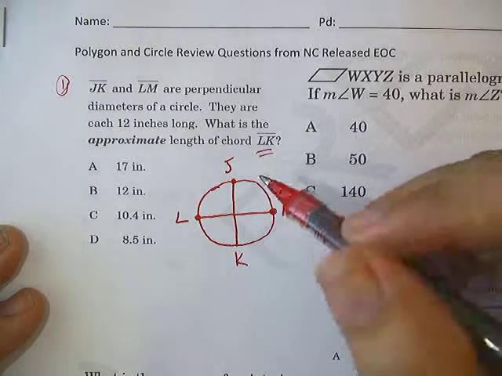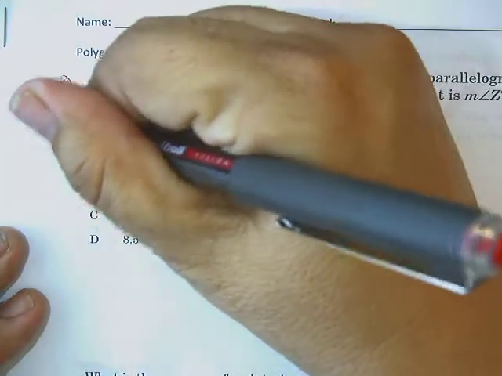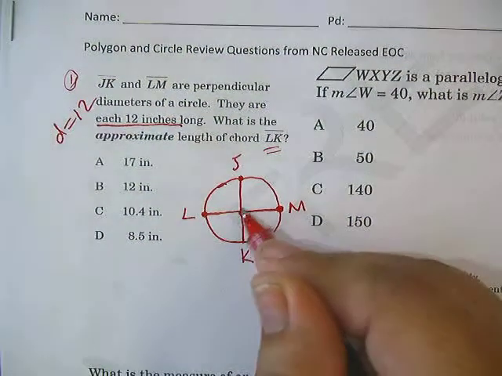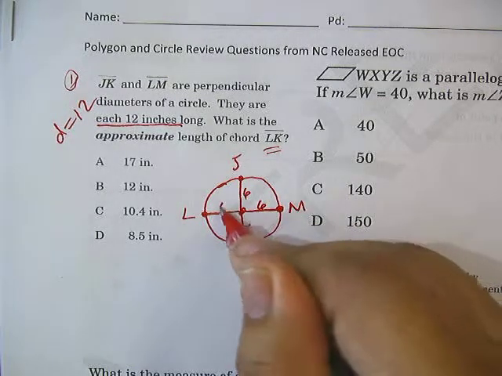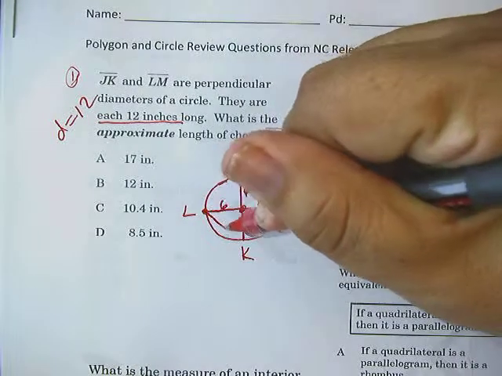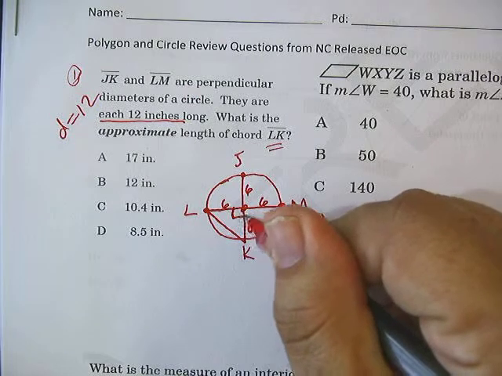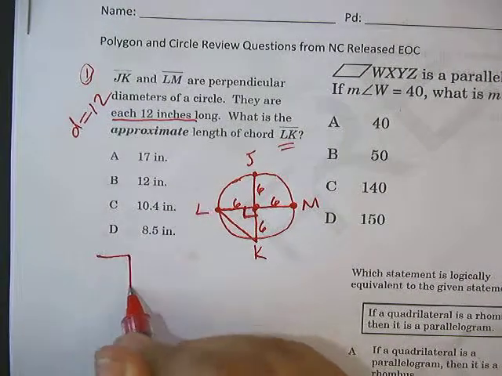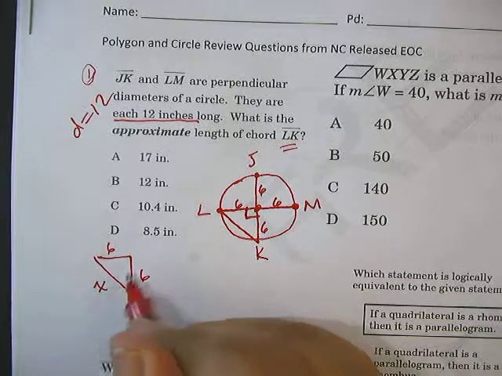And one thing I know about the diameters is that each is 12 inches long. D equals 12. So that means that the radius, the distance from the center to the edge, is 6. And that's 6, and that's 6, and that's 6. The question asks for the length of chord LK. Since these are perpendicular, this makes a right triangle. So you can draw, I like to draw it separately, 6, 6, and I'm looking for this.